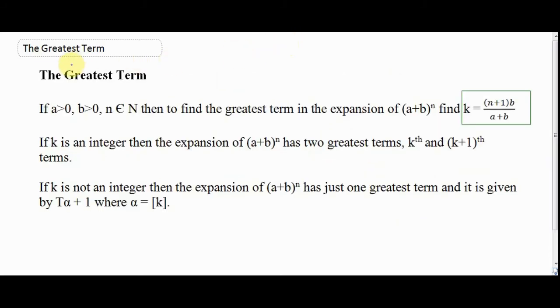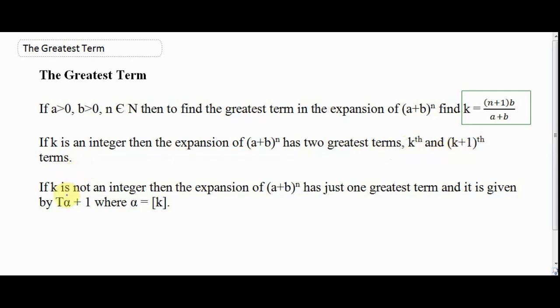Now I would like to discuss one last topic in binomial theorem, and that is how to find the greatest term in the expansion. If a is greater than 0, b is greater than 0 and n belongs to the set of natural numbers, then to find the greatest term in the expansion of (a + b)^n, we have to find the value of k, which is given by (n + 1) into b divided by (a + b). If k is an integer, then the expansion has two greatest terms, the kth term and the (k + 1)th term.